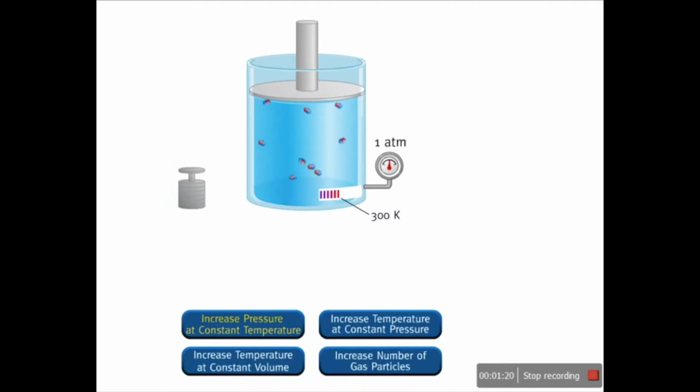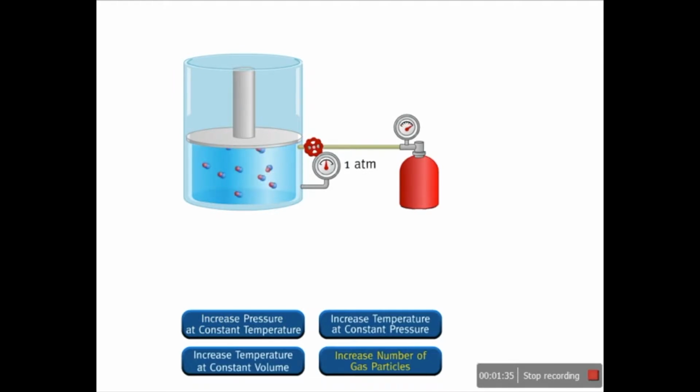Pressure is defined as a measure of force that is applied over a unit of area. You can get pressure by the equation P equals F over A, where P is pressure, F is force, and A is area.